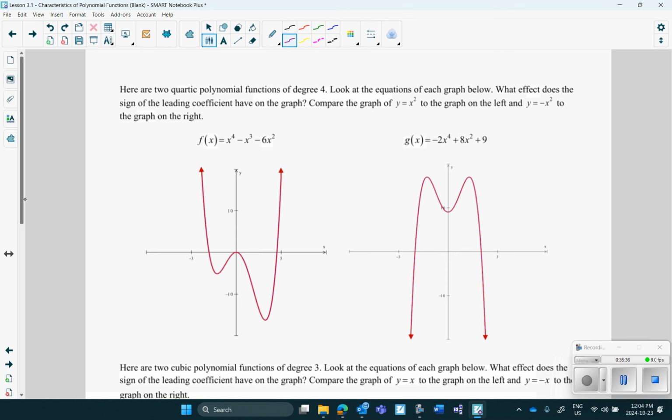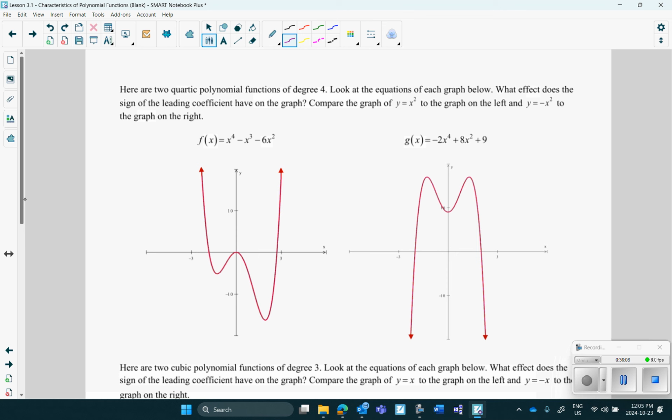Okay, last thing we're going to look at. What happens if there's a negative at the beginning in front of the highest exponent or the degree? Yep, it flips, right? So you can see here, here's x to the fourth. It forms like a W shape. If you think about it, x squared is a parabola. X to the fourth would almost look like two parabolas connected. X to the sixth would be like three parabolas connected.